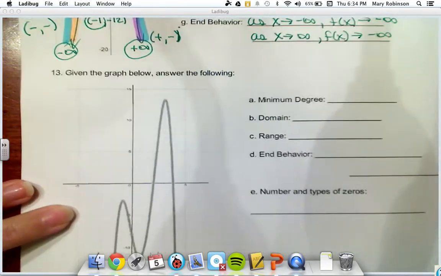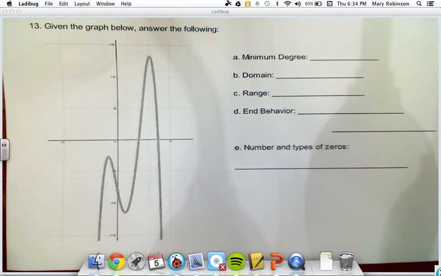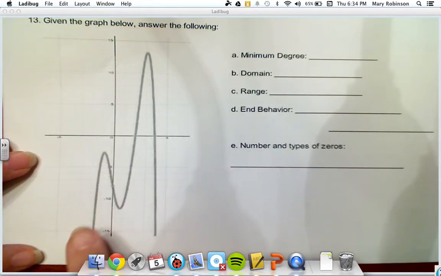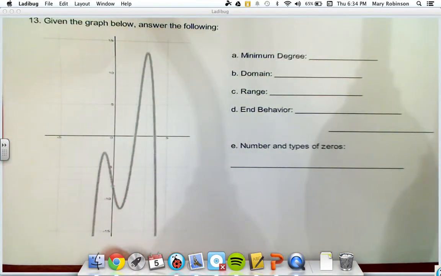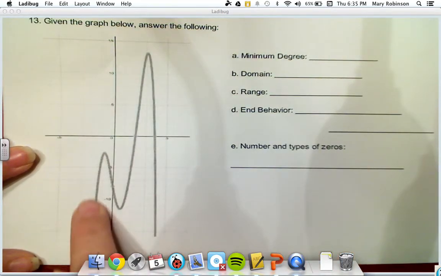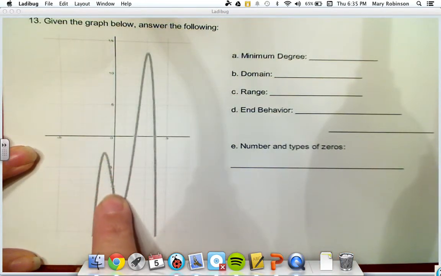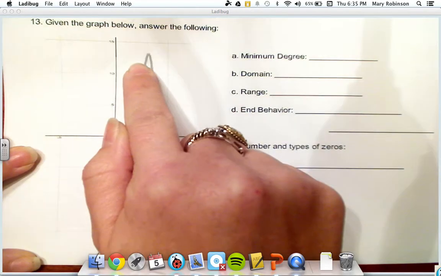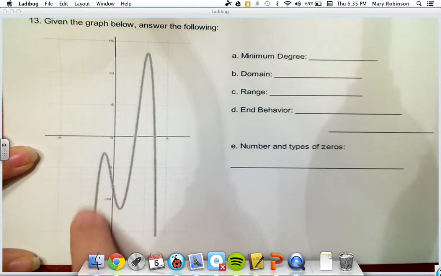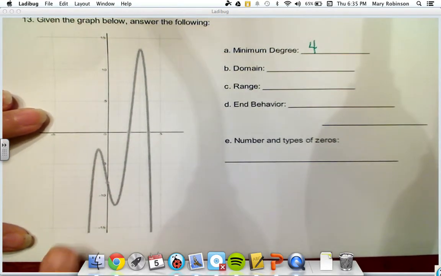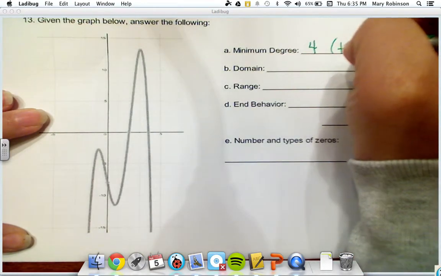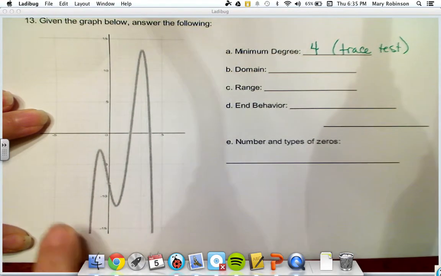So let's go ahead and look down here at this graph. To determine the minimum degree of a graph, what I want you to do is, I call it the trace test. Start left and count and see how many different areas you end up switching direction. So we have 1, and then it switches and goes down, so that's 2, and then it switches and goes up, so that's 3, and then it decreases, and so that's 4. So 1, 2, 3, 4. So that tells us that we have a minimum 4th degree function. So all you have to do is 1, 2, 3, 4. So I'm going to put up here trace test, so you'll remember to trace your function.